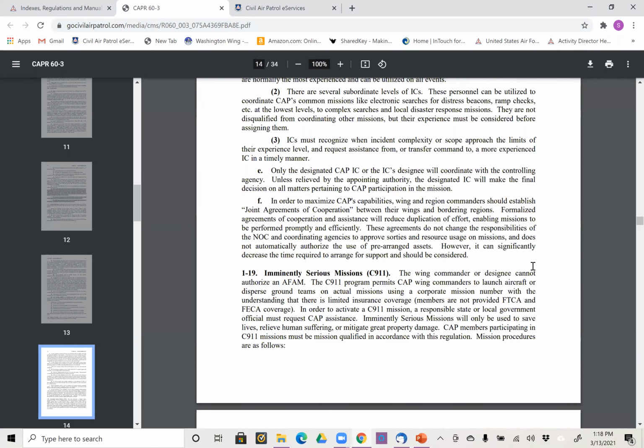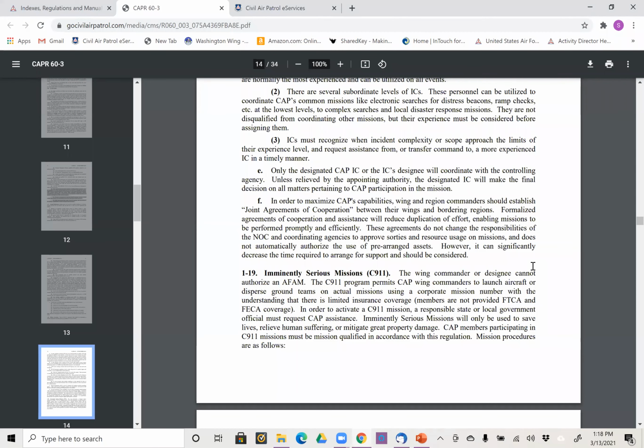Honestly, I don't see this in this modern world happening because the knock gets back to us really quick with authorizations on missions. I haven't seen much of a backlog on that.